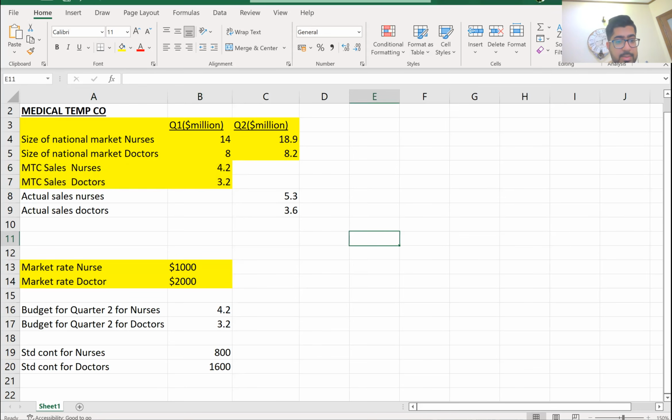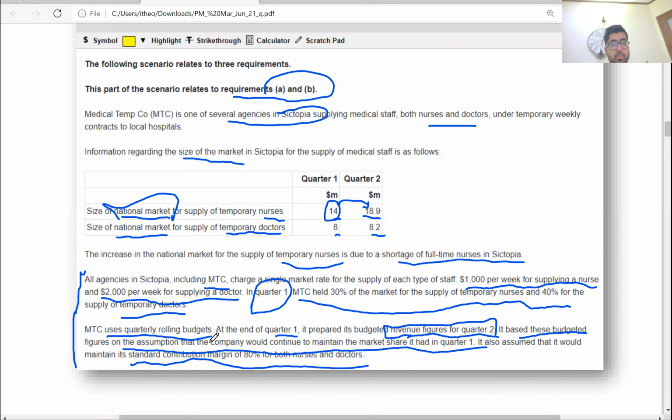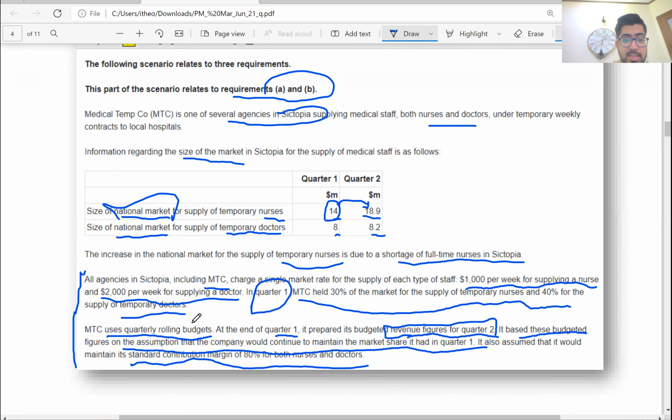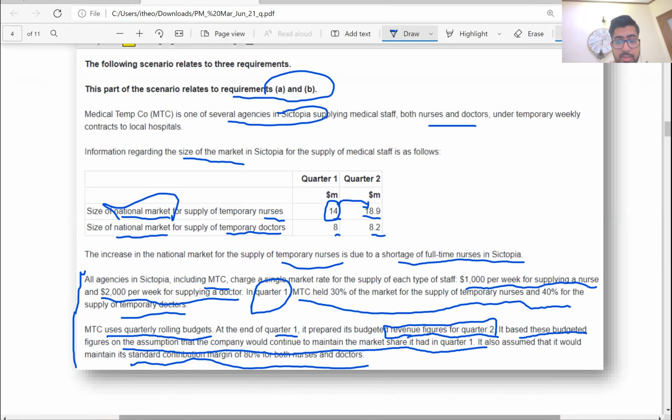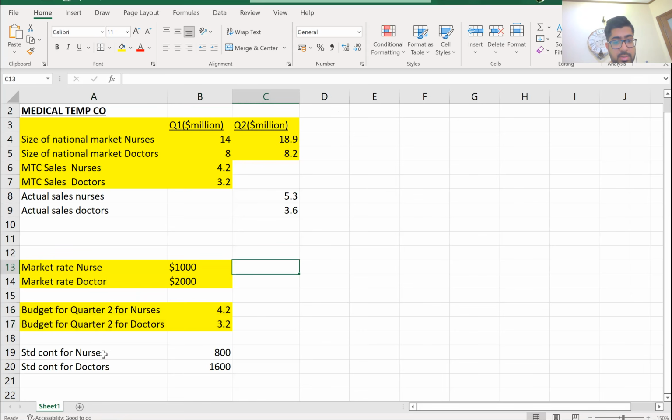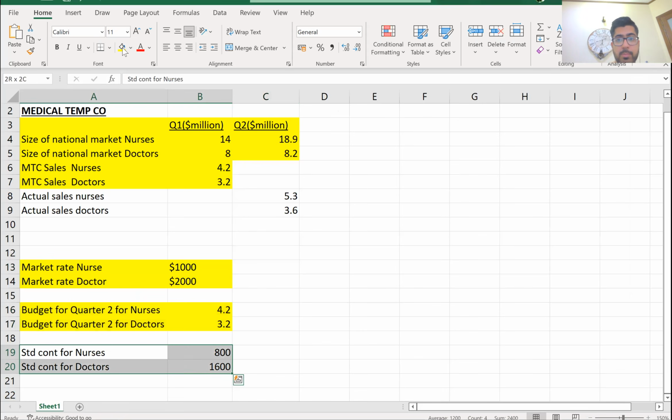Then it stated MTC uses quarterly rolling budgets. At the end of quarter 1, it prepared its budgeted revenue figures for quarter 2. It based these budgets on the assumption that the company would maintain the same market share as it had in quarter 1. So the budgets for quarter 2 for nurses and doctors are going to be the same as quarter 1. I wrote the same 4.2 and 3.2 million. Contribution margin is 80% for nurses and doctors. So contribution is 80% of the market rates. Contribution is always on price.